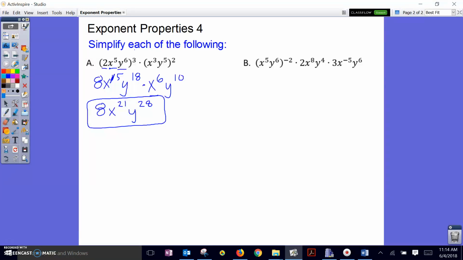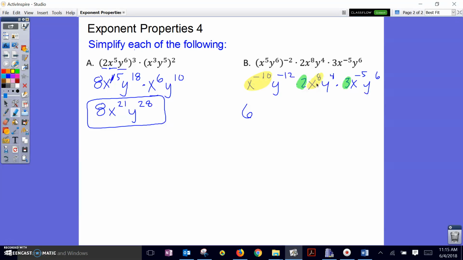Alright, let's do the same thing. We'll get rid of the parentheses by raising both things inside those parentheses to the negative 2 power. Gives me x to the negative 10, y to the negative 12. Keep everything else the same. And then I'm going to go ahead and handle these one type at a time. Start with my numbers. Got a 2 and a 3. Multiply those together. Gives me 6.